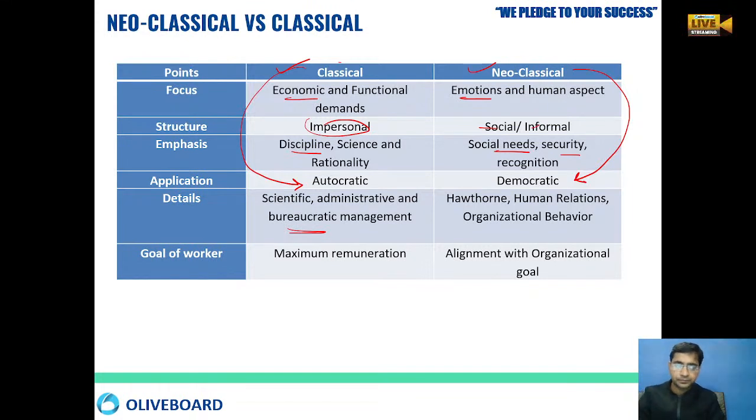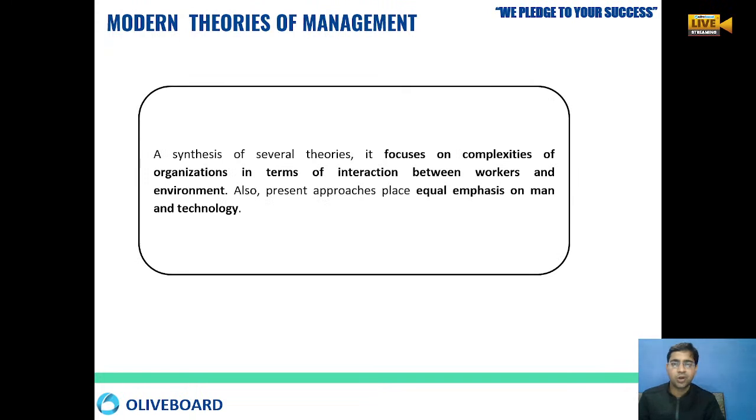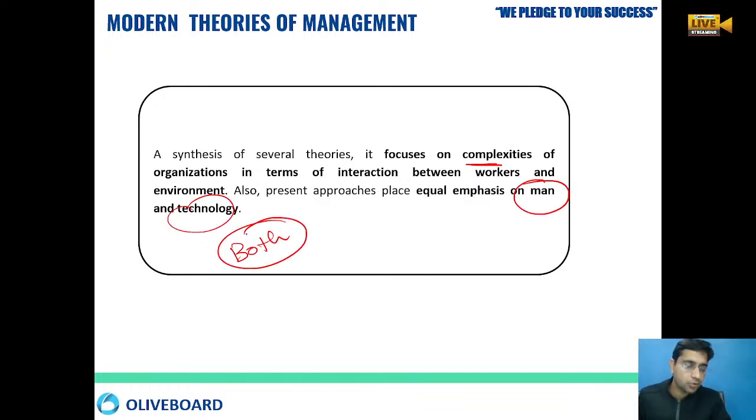Fine, now come the modern theories. Modern theories are very important because they are totally based on the scientific use of knowledge and then applying it to management practices. As you all know, management is never a straightforward thing. There are a good amount of complexities, multiple linkages, and multiple interactions between workers and the environment. So there are a huge number of permutations and combinations, and that is why we have to put equal emphasis on men and technology together.